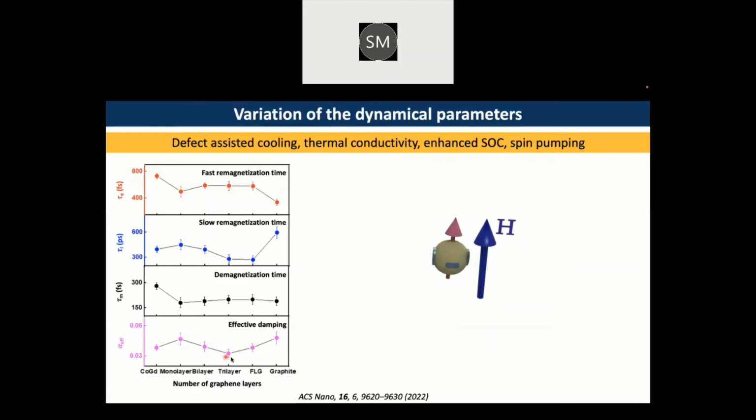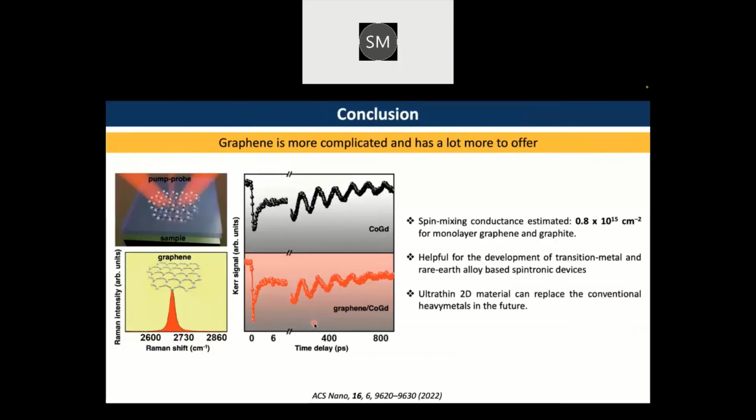So in case of bilayer and trilayer graphenes, there may also be some backflow due to the change in electronic and magnetic properties at the interface. So with that, I would like to conclude that the spin mixing conductance we have estimated is about 0.8 x 10^15 cm^-2, and that is close to the reported value found for graphene. This will help to develop graphene based and rare earth magnet based spintronic devices in the future.